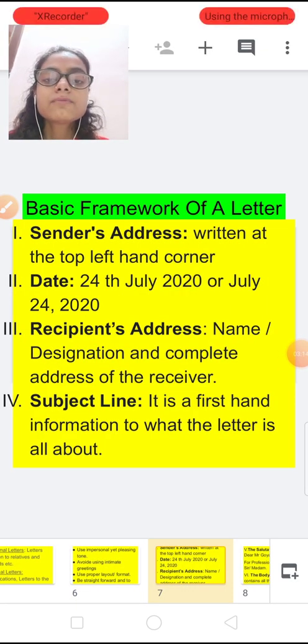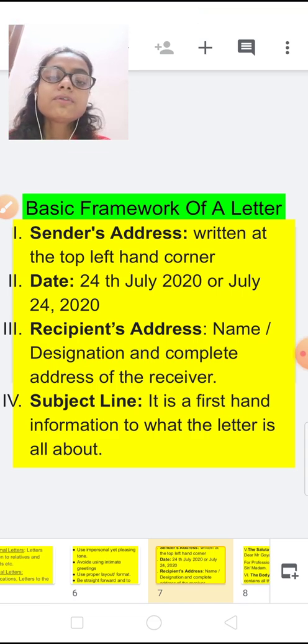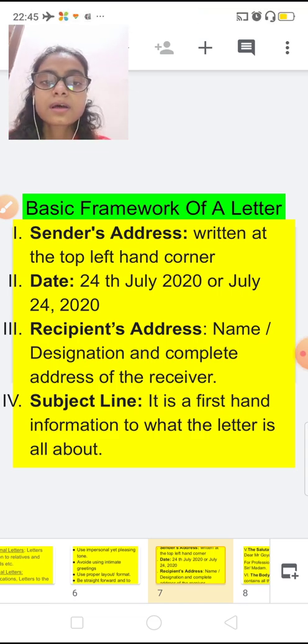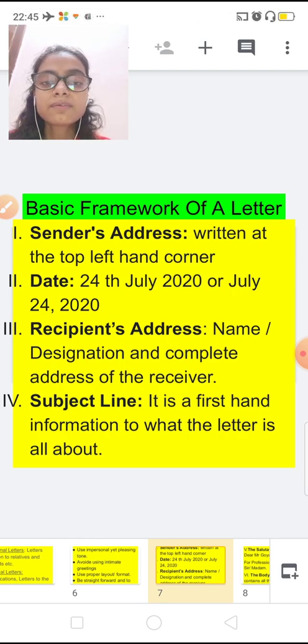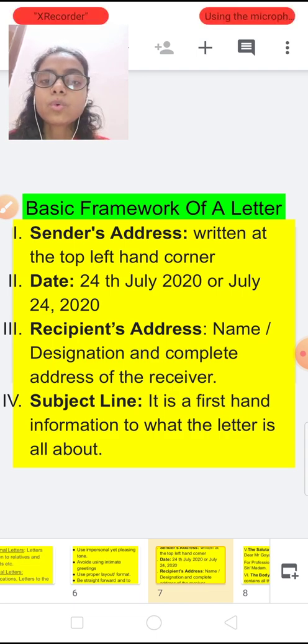Now, what is the format of a letter? First of all, we write the sender address on the left hand corner. Sender means the person who is writing the letter. Again I am telling you, if in the question the sender name is given, then you have to write the sender name which is given in the question. If nothing is given, then you can write your own name.